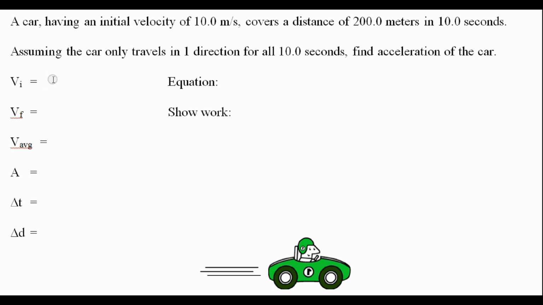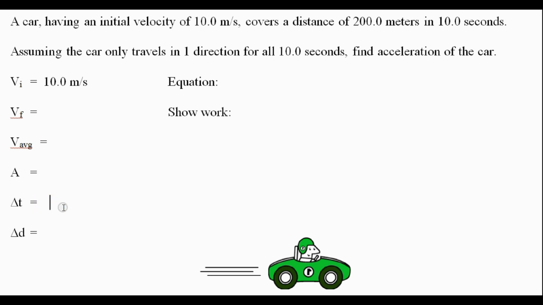After reading through the problem, I will then list each of the variables that I have in the problem and write out explicitly the information given to me in the problem. So for example, in this problem, we have initial velocity of 10 meters per second. We don't know anything about the final velocity. We don't know anything about the average velocity. We're asked to find the acceleration.